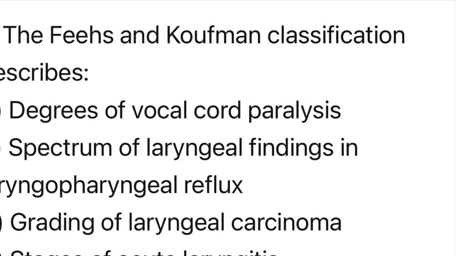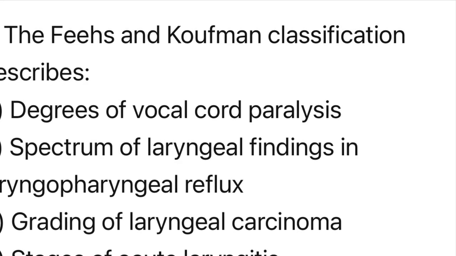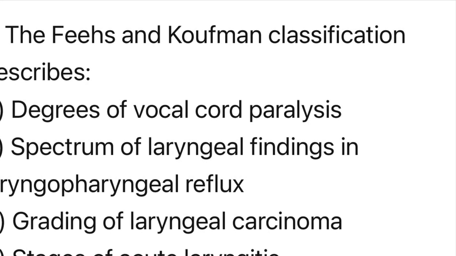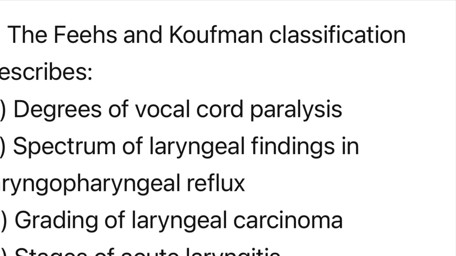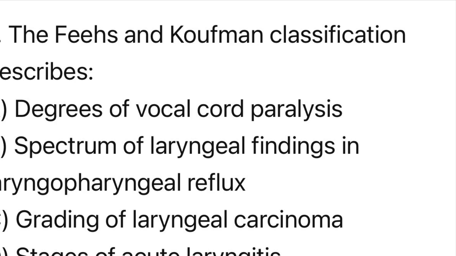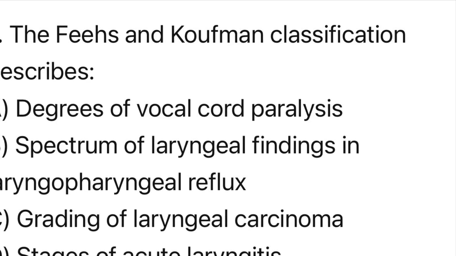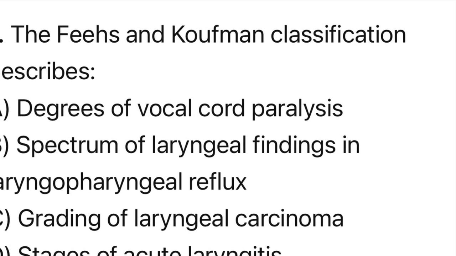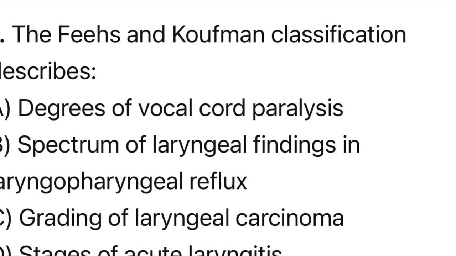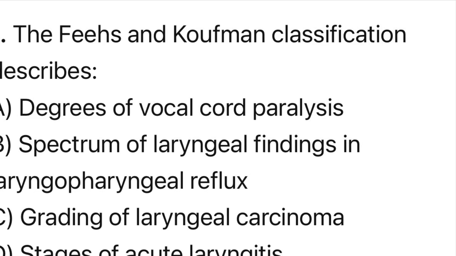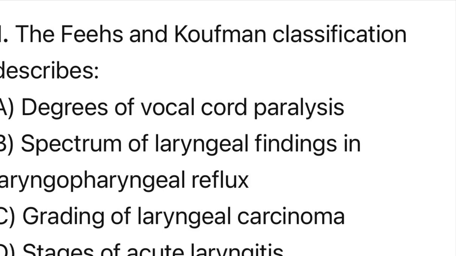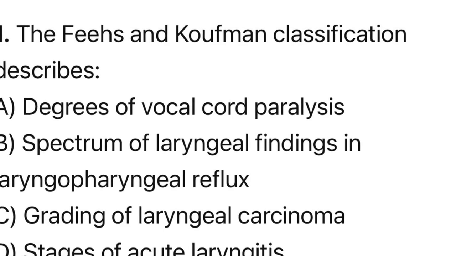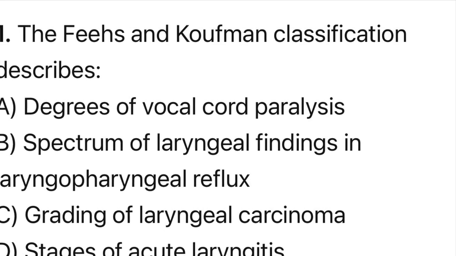Question 1. The Fish and Kaufman classification describes. Options are A. Degree of vocal cord paralysis, B. Spectrum of laryngeal finding in LPR, C. Grading of laryngeal carcinoma, D. Stages of acute laryngitis. Answer of this question is B. It describes the spectrum of laryngeal finding in LPR. It is classification for the chronic laryngitis.